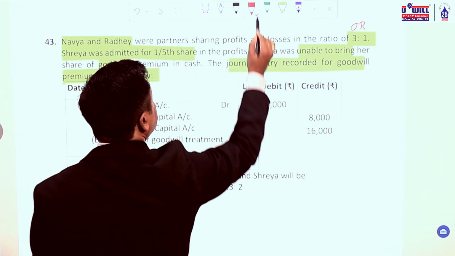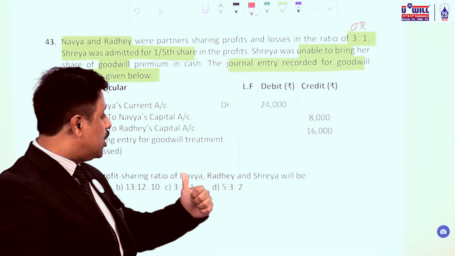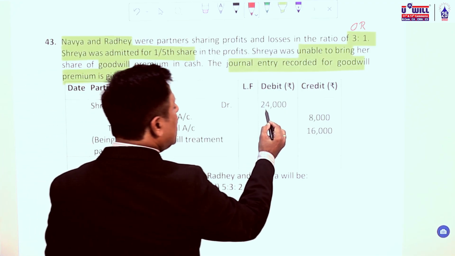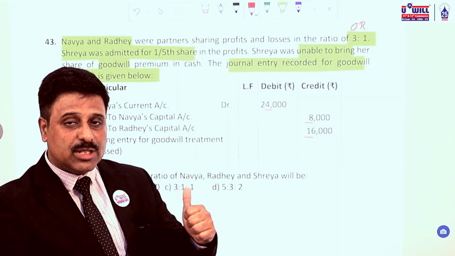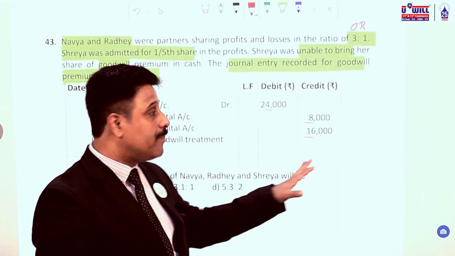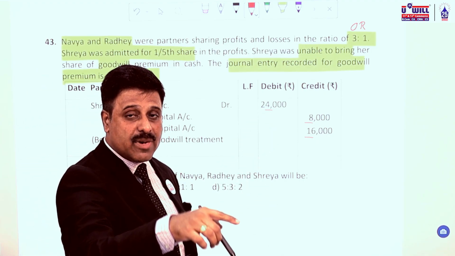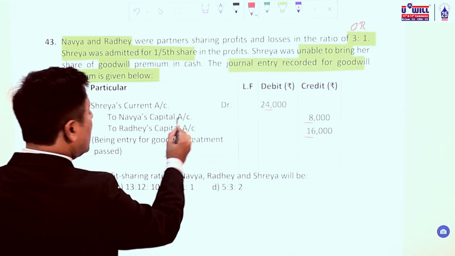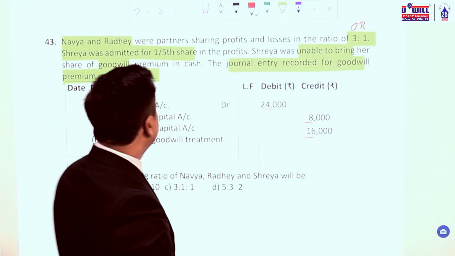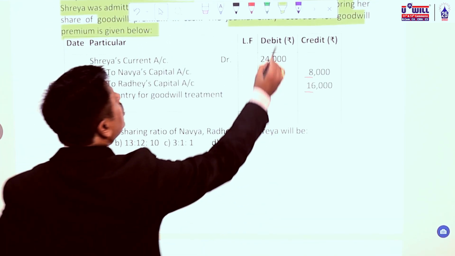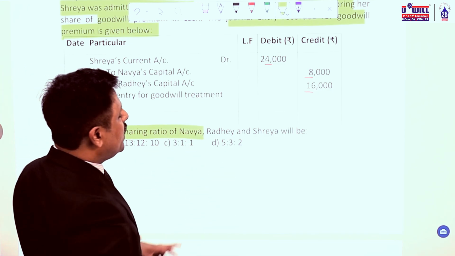Now, if you all see this journal entry, what is given to you? Check your study material, you will find that these amounts are missing. There is a misprinting. You include these amounts, every one of you. Shreya's current account debit 24,000 is not there in your study material. You write it down. To Navya's capital account 8,000, to Radhe's capital account 16,000. Now, what is asked to you in the question? The new profit sharing ratio of Navya, Radhe and Shreya.